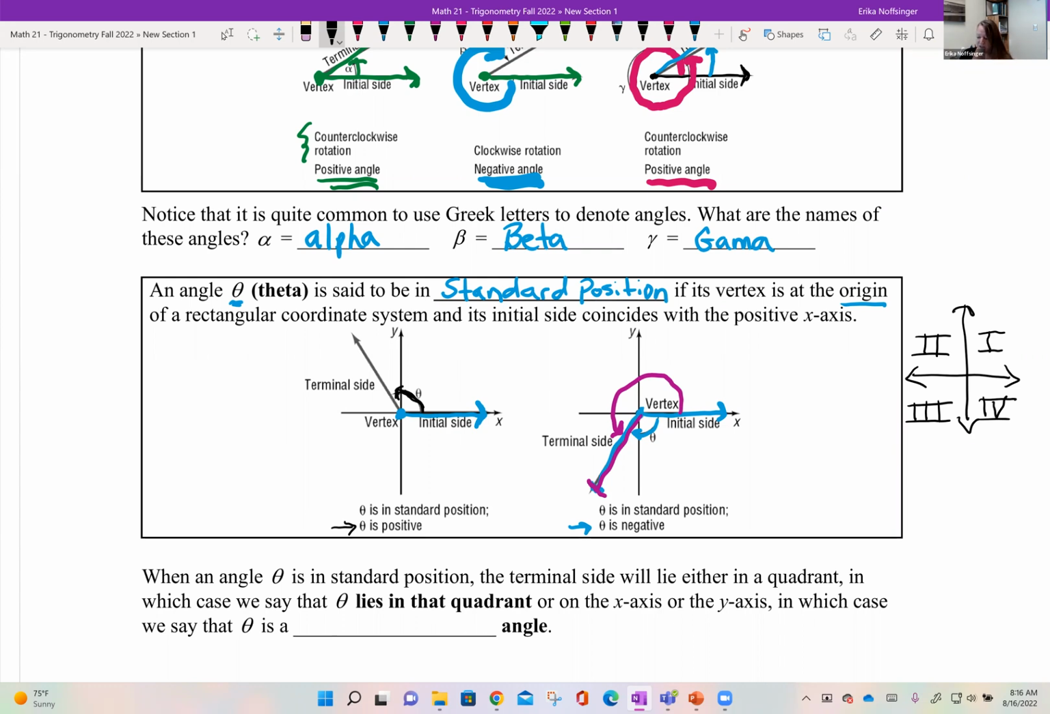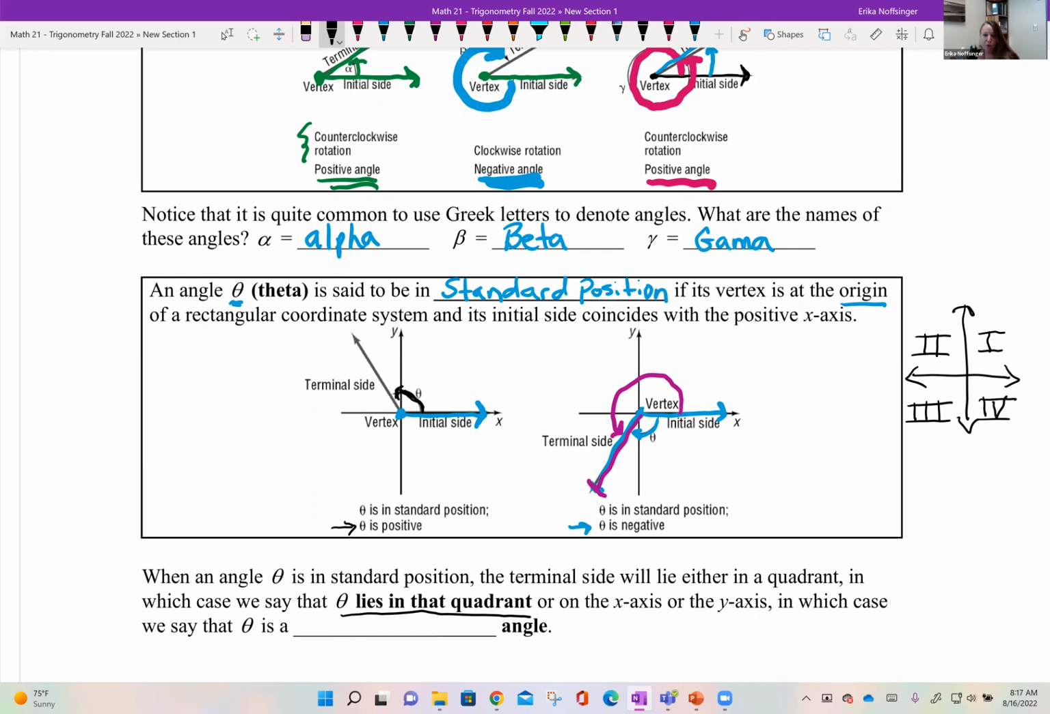So when it's in standard position, that terminal side is either going to land in one of those quadrants, 1, 2, 3, or 4. And in that case, we'll say that theta lies in a quadrant. So a lot of times we'll say, like I said before, we can do different angles, but we could say this angle ends in quadrant 2. And that's going to be helpful because in that quadrant, we know if our x value or y value is positive or negative, and we're going to use that a lot later on in the course.